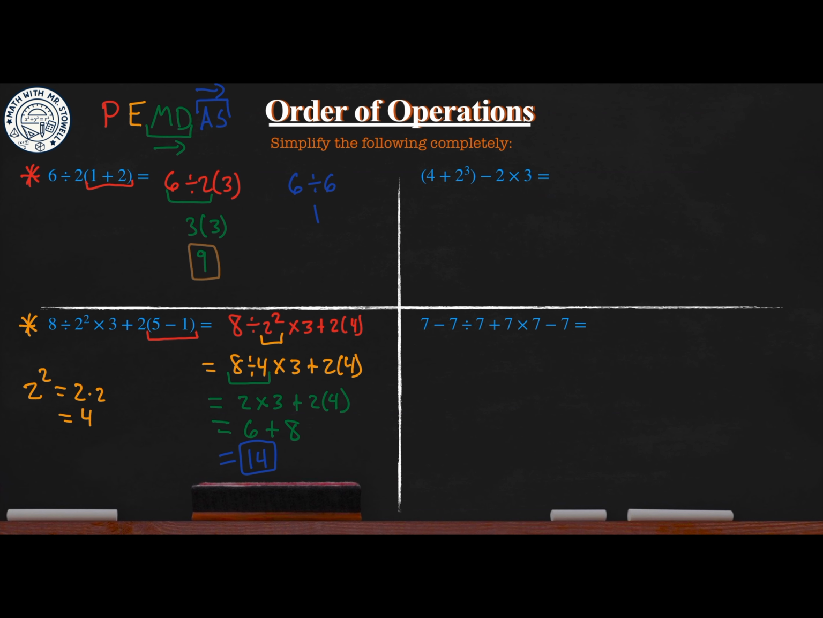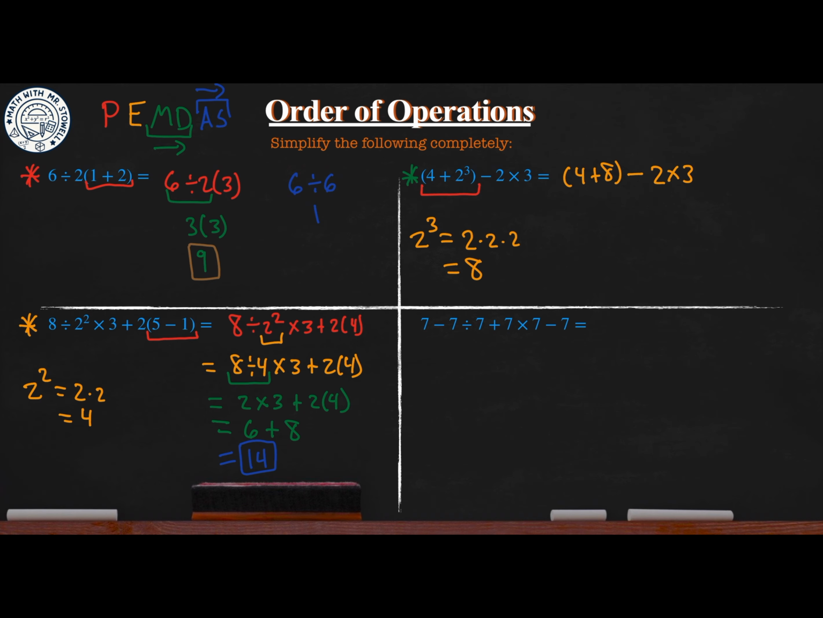Moving on to the top right, we have the expression parentheses 4 plus 2 cubed, close parentheses, minus 2 times 3. Same thing, let's start with our parentheses. Inside the parentheses, we have a 4 plus 2 cubed. There's nothing else happening in there except for an exponent and an addition. Exponents go before addition, so let's do the 2 cubed. 2 cubed is 2 times 2 times 2. 2 times 2 is 4. 4 times 2 is 8. So that would be 4 plus 8 minus 2 times 3.